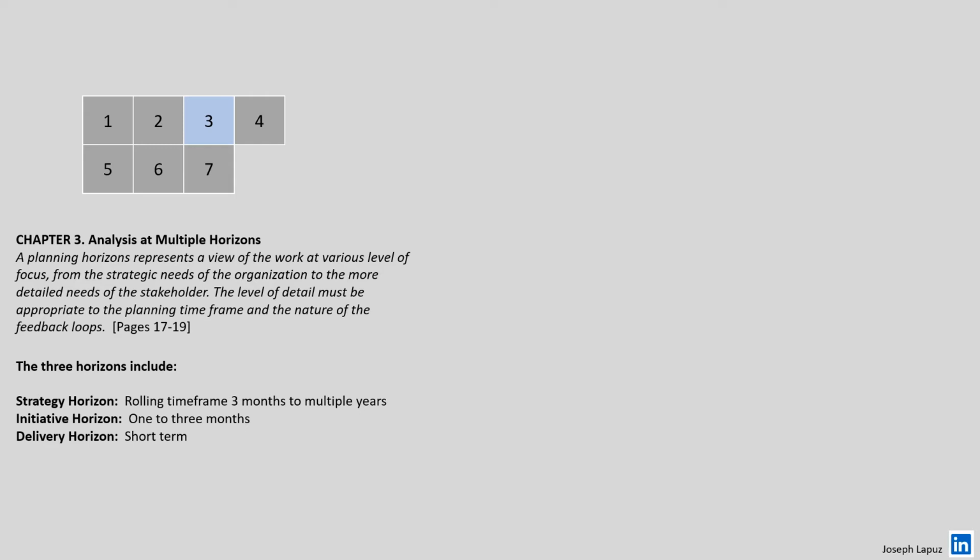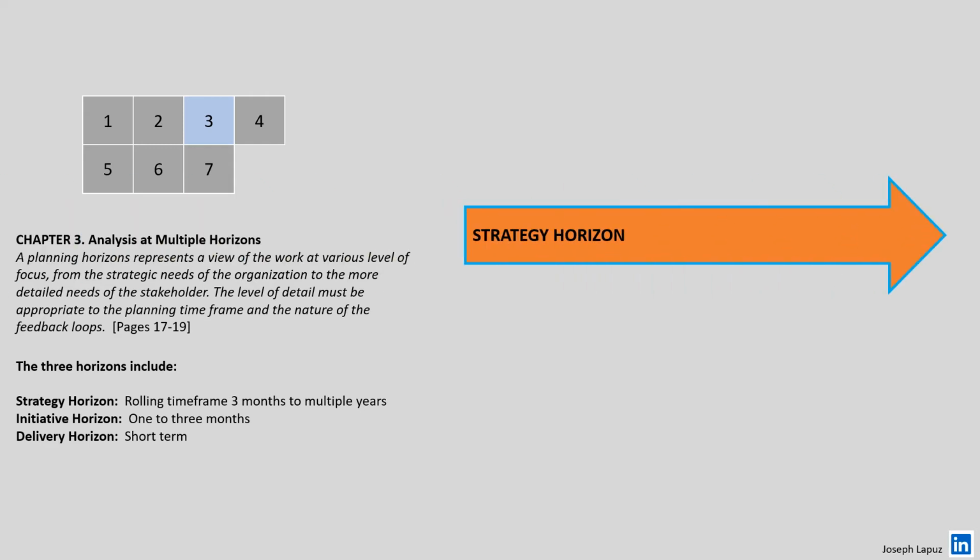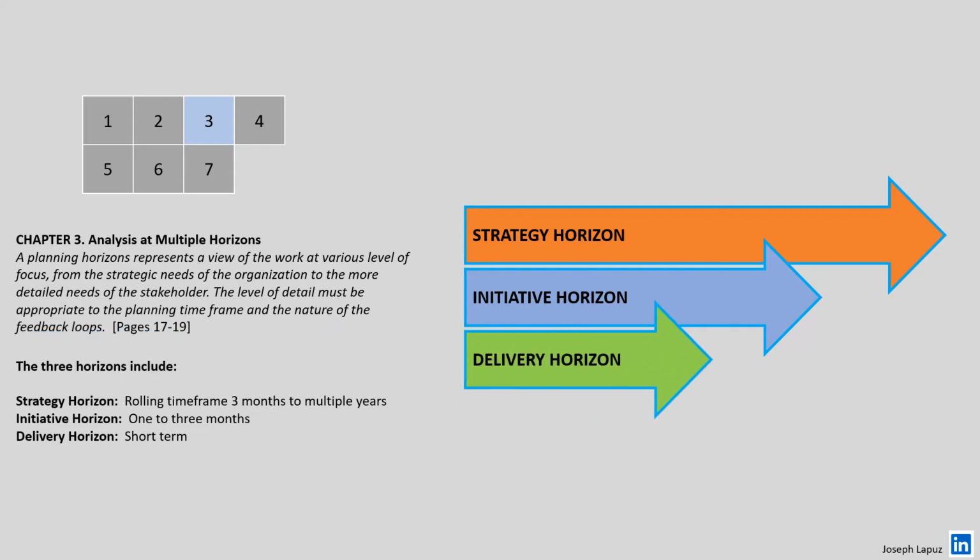The 3 horizons include: 1. Strategy horizon. Rolling time frame, 3 months to multiple years. This impacts the entire organization and the decisions made about the products, services and initiatives. 2. Initiative horizon. 1 to 3 months. Focus on decisions that impact a particular goal, initiative or team. And 3. Delivery horizon. Short term. Focus on decisions regarding the delivery of the solution.